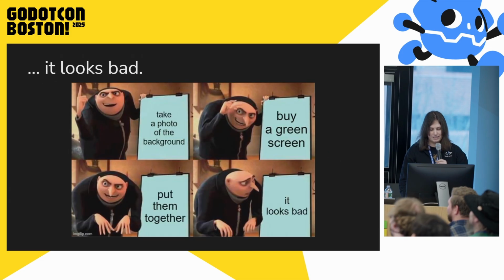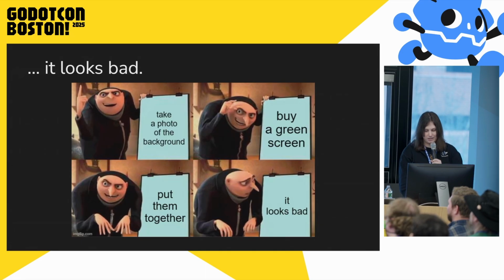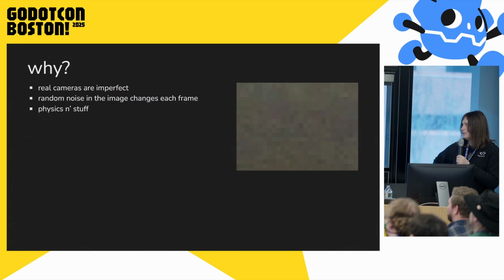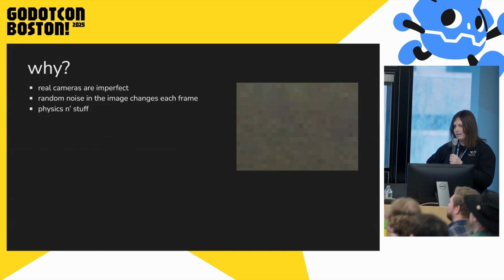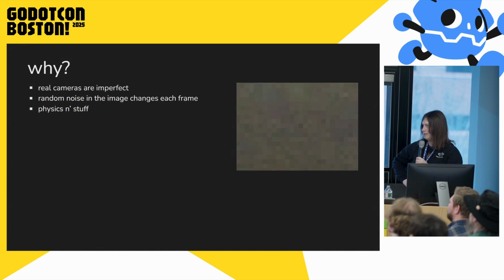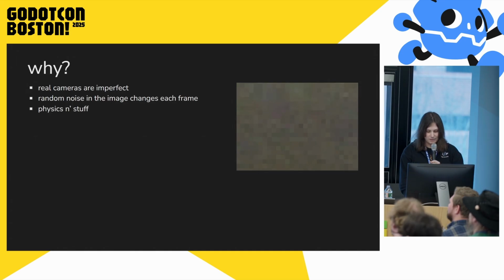And when you do that, it looks bad. Something about it just doesn't look right. This was not something I expected, but it kind of makes sense. So why does this happen? Turns out real cameras aren't quite the same as virtual cameras. There's a bunch of random noise that subtly changes every frame, and if you take that away, it looks really weird. It looks like the camera froze, but only the background is frozen, and it looks fake. And this is because of physics and stuff.